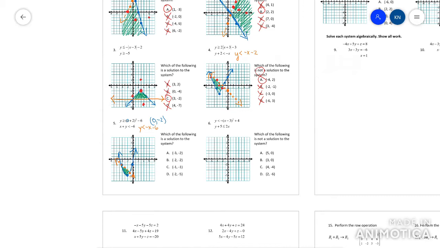So the point that's there, -3, -2 is right here. That's just outside. -2, -2 is here. That's outside. -1, -1, that's right here. That's outside. -2, -5 is here. That's inside. That's my answer.